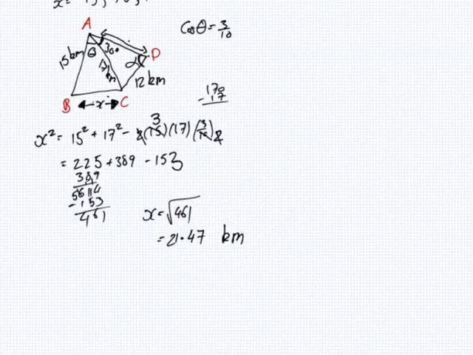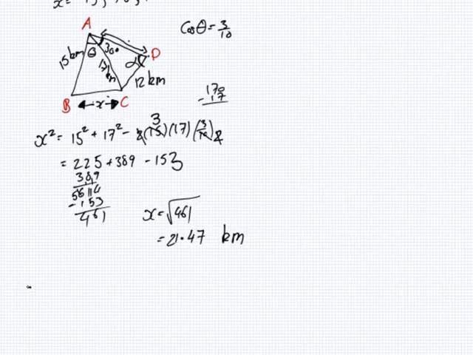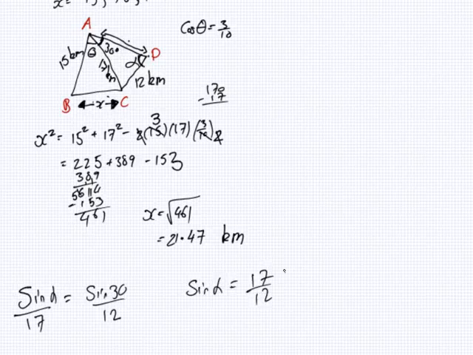Would it be sine rule best? Because we could say sine alpha over 17 equals sine 30 over 12. Yeah, okay, so that's fine then. So sine alpha equals 17 over 12 sine 30. Right, so someone give me the alpha here then, please.